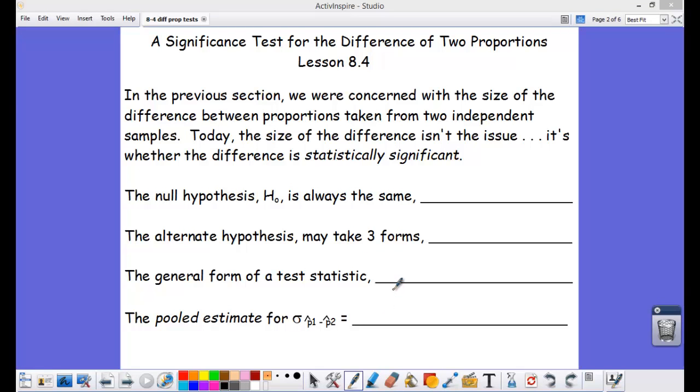Hi, and welcome to Lesson 8.4. Yesterday we looked at a confidence interval for the difference between two proportions. Today we're going to be looking at the significance test for the same statistic.